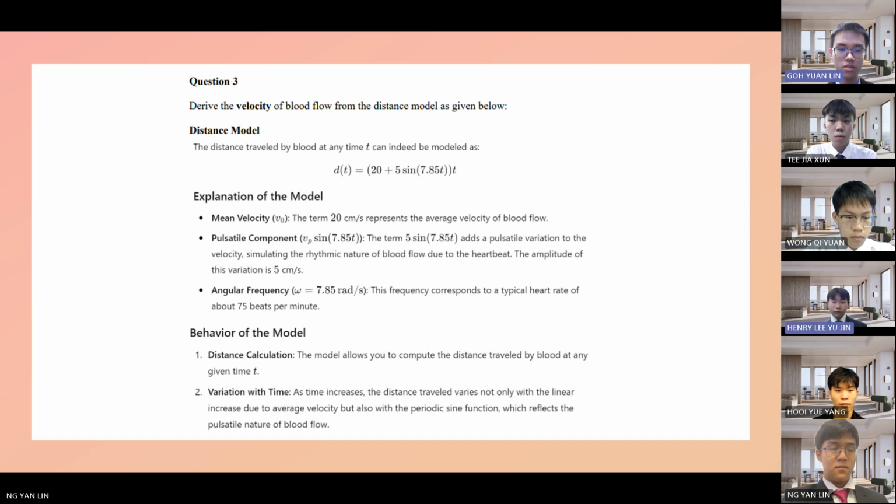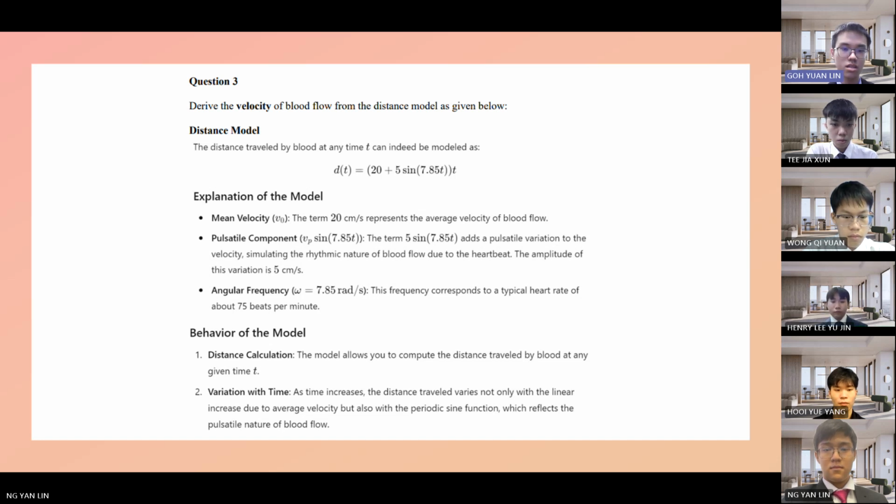This question involves deriving the velocity of blood flow from a given distance model. As you can see from the question, we have a function that models the distance traveled by blood in terms of time, and our final goal is to find the velocity. Hence, we need to differentiate this distance function in order to obtain the velocity function.